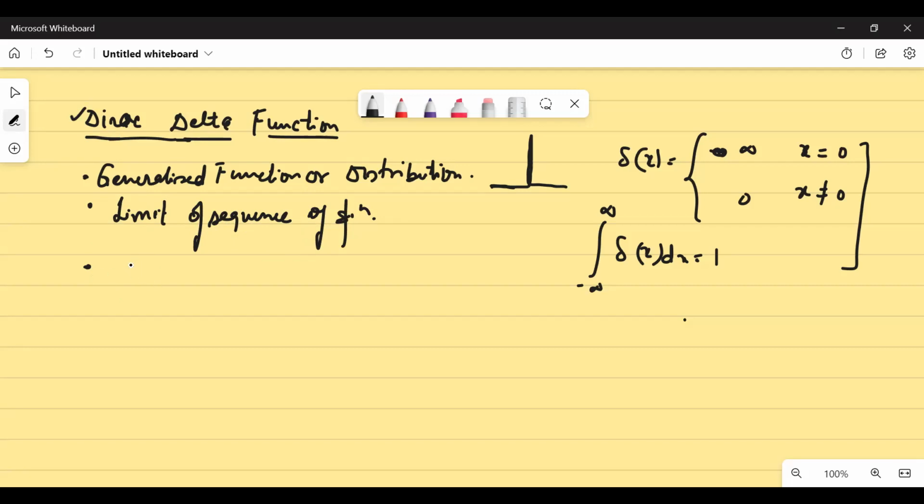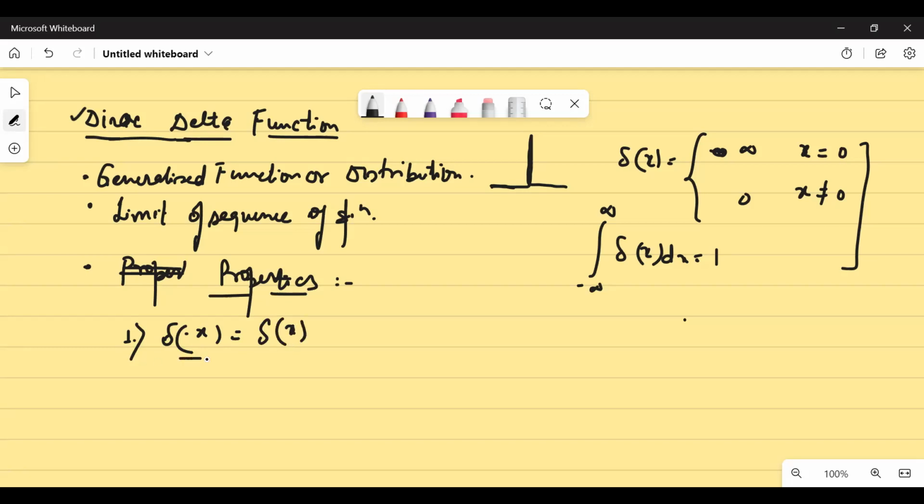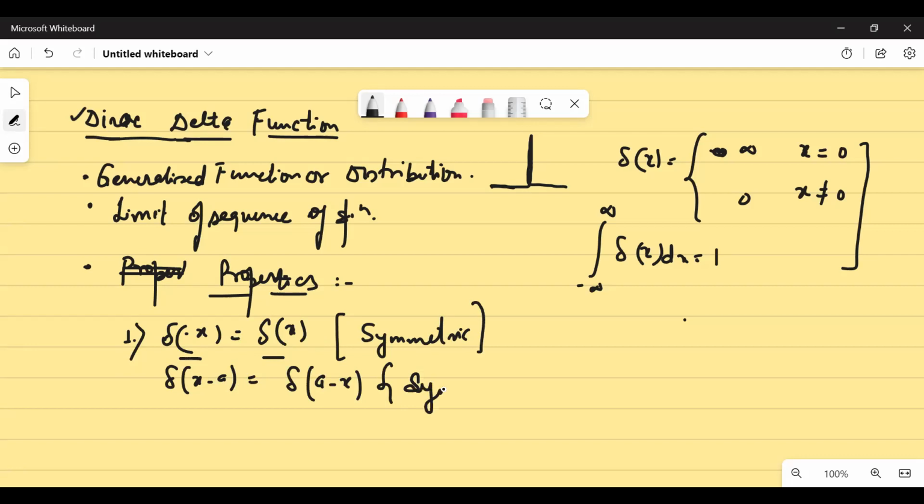So we were discussing some properties. The first property that we can see from the behavior of the different sequences of functions is that the Dirac delta function is a symmetric function. Or you can say it is symmetric about whatever argument is there. For example, if x minus a is the argument, then it is symmetric about a. And this was very much understood from the sequences of functions.